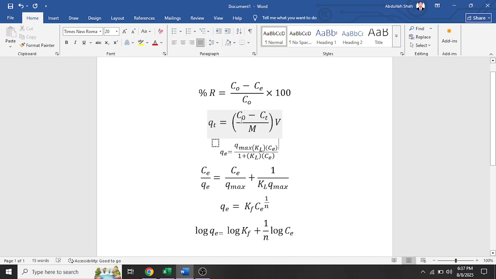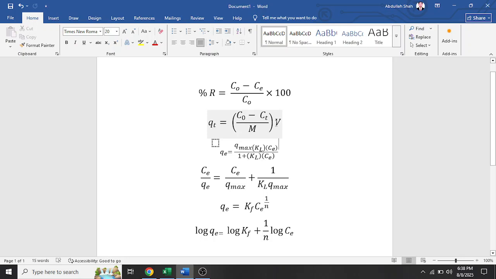So this is equal to C naught minus Ct times V divided by M. Now this C naught is the initial concentration of the ion in the solution. Ct is the concentration of the ion in the solution with the passage of time. This can be obtained by the spectrophotometer. M is the mass of the adsorbent, which is 1 gram in this case, and V is the solution.